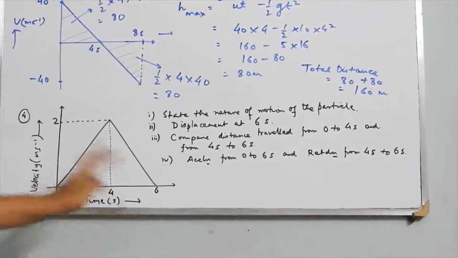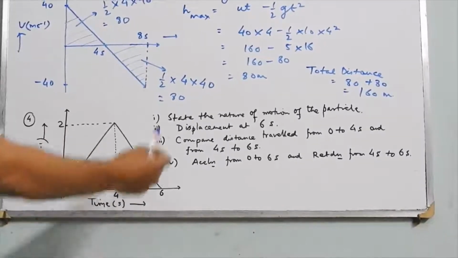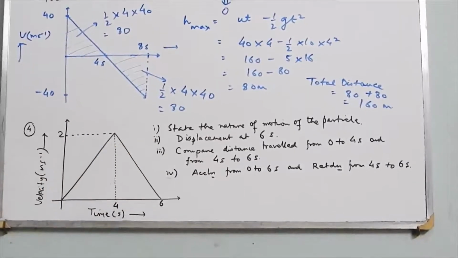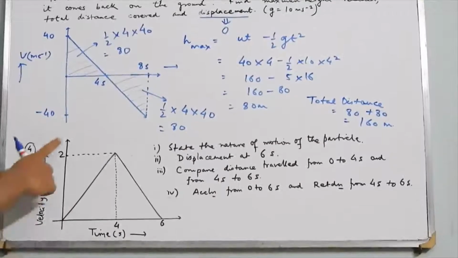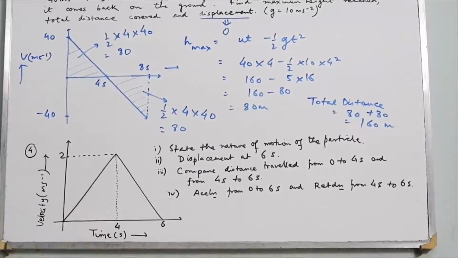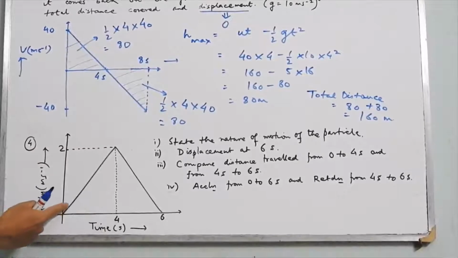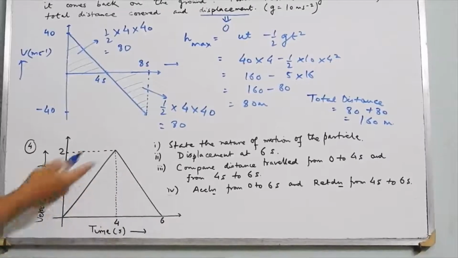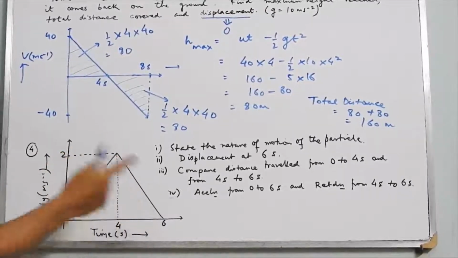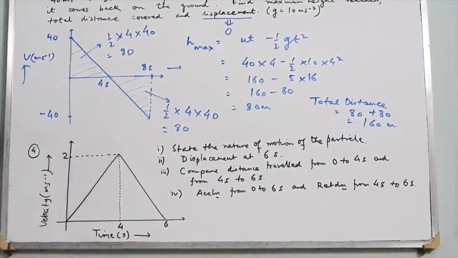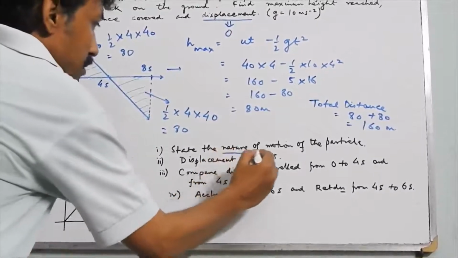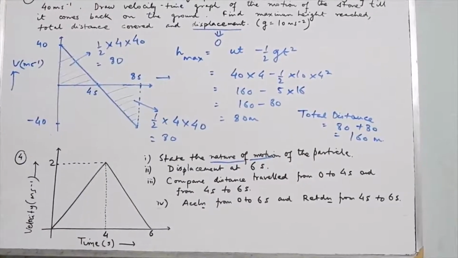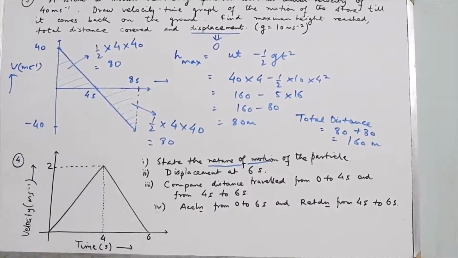From the velocity time graph given in this diagram, you have to state the nature of the motion of the particle, the displacement at 6 seconds, and so on. First we consider the nature of the motion. If you observe the graph minutely, in the first 4 seconds the velocity is increasing at a uniform rate, and in the next 2 seconds, from 4 seconds to 6 seconds, it is decreasing at a uniform rate. So for the first 4 seconds it is uniformly accelerated motion, and in the next 2 seconds it is uniformly retarded motion.